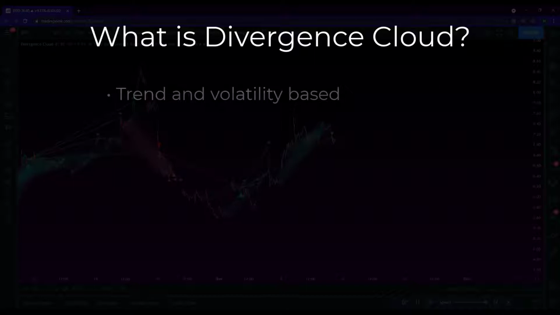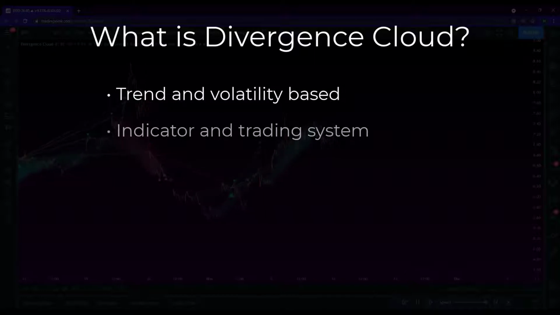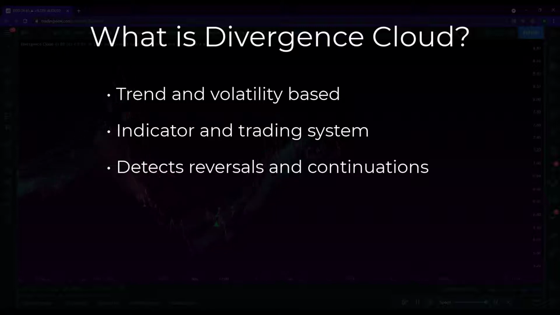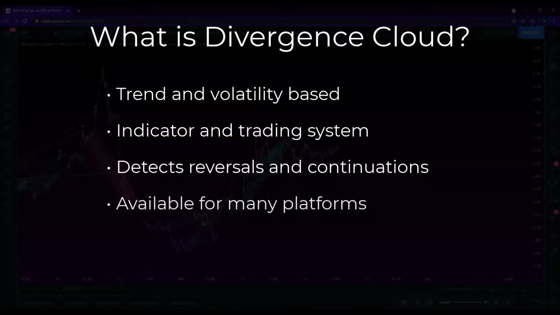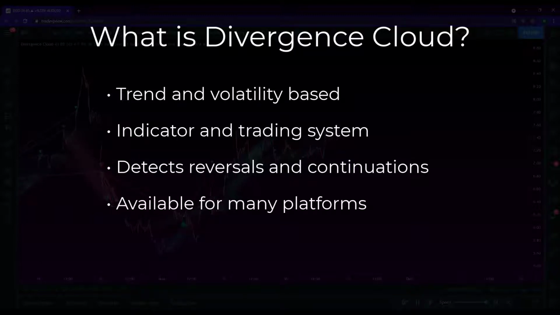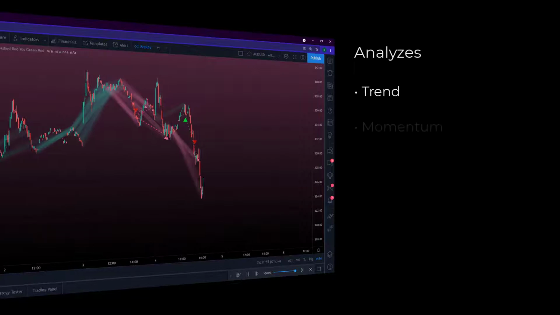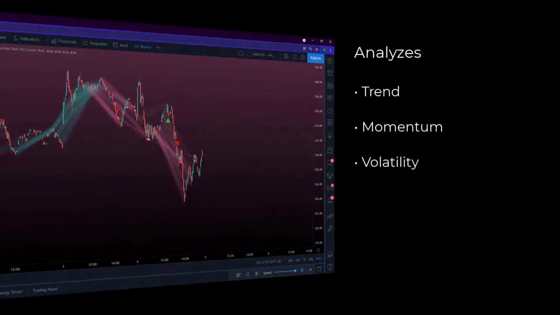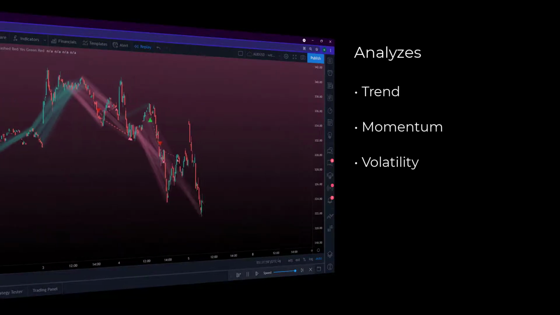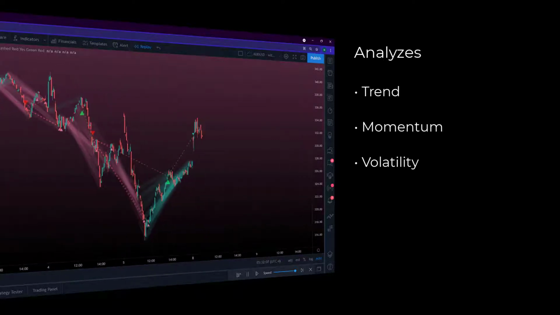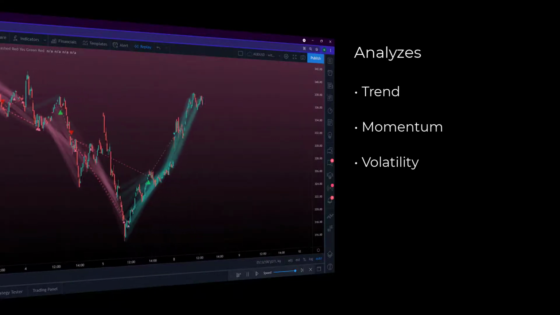Divergence Cloud is a trend and volatility-based indicator and trading system designed to detect and profit off of reversals and continuations. It's available for TradingView, Thinkorswim, NinjaTrader, MotiveWave, TradeStation, and more. It analyzes price trend, momentum, and volatility to predict the most likely future price action, and then depicts its predictions on the chart in the form of glowing clouds, colors, and entry-exit signals.